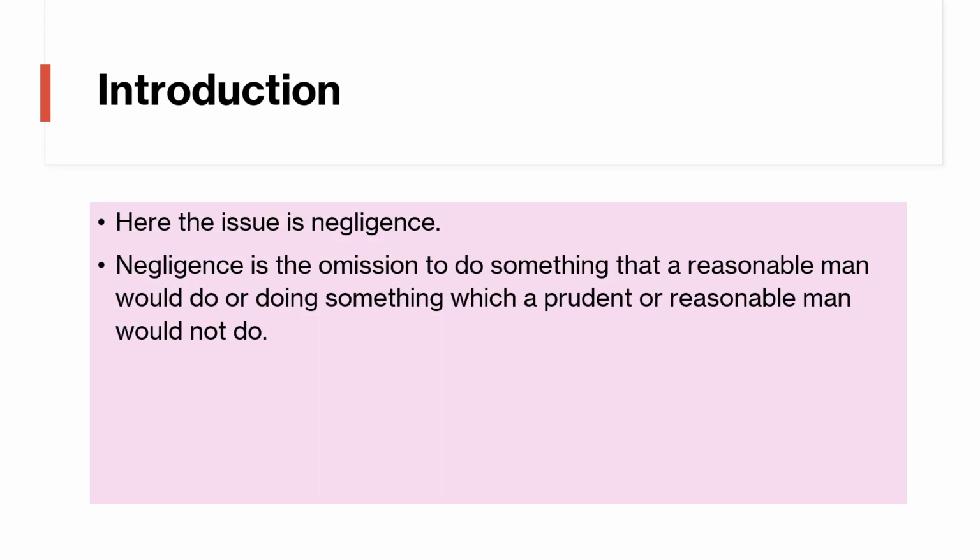So our introduction, quite simply, here the issue is negligence, and negligence is the omission to do something a reasonable man would do, or do something which a prudent, reasonable man would not do. This could be a murder scenario, and again, here the issue is murder, and then you give the definition of murder, not necessarily the full definition, but that's something students do tend to remember.